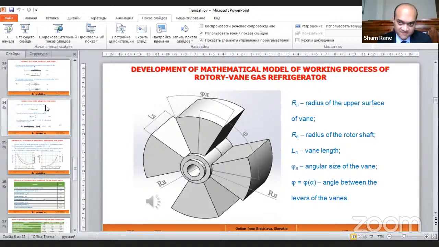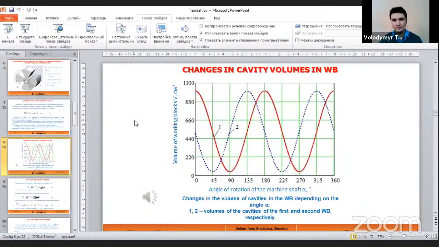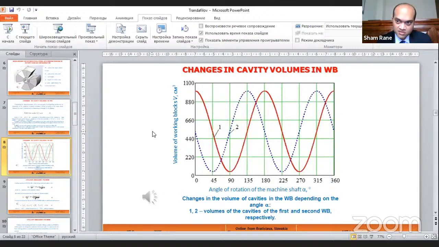Is my question clear? Yes, I understand. The change of volume in a machine happens in two blocks, one and second. Question of the leakage: I don't above. Okay, so it is without leakage. Yes, I don't above it.